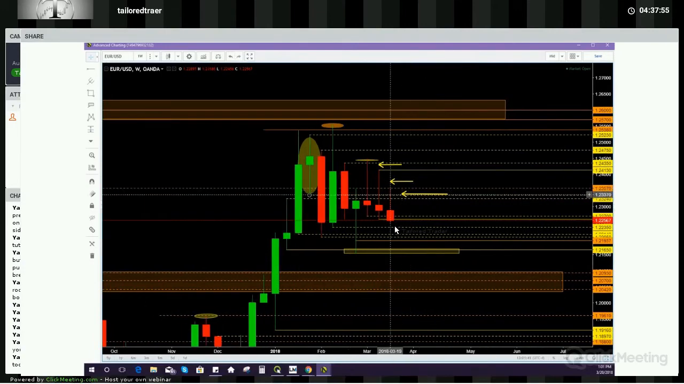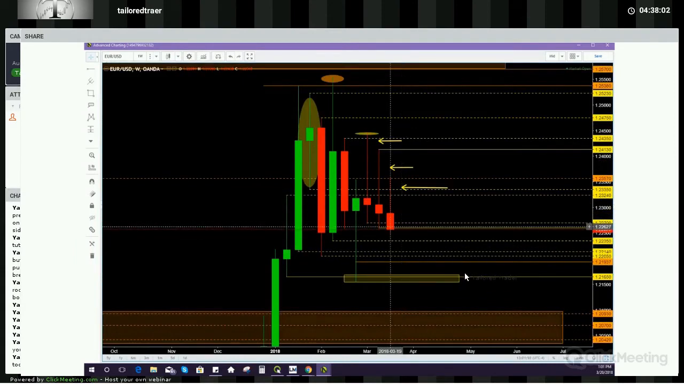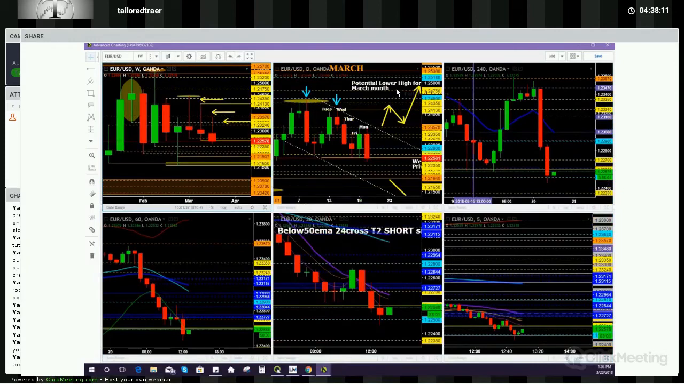So again, I know it looks like an easy short, but just be careful. Knowing that, I can drop down to the daily to give you a little bit more information about that, because I drew something out earlier this morning. This will be it on the Euro. Okay, so here's a chart that I just kind of broke down.